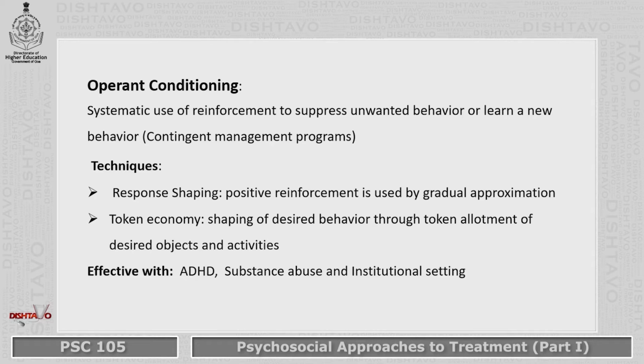The next type of behavior therapy is operant conditioning. Here we use a systematic use of reinforcement to suppress unwanted behaviors or learn a new behavior that needs to be learned. For example, it can be used with substance abuse again, or dealing with young children to help them cope with various kinds of problems that come up in classroom, like for example, gaining their attention.